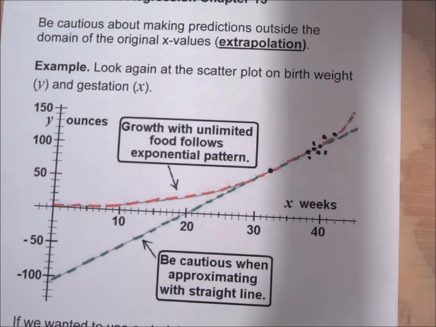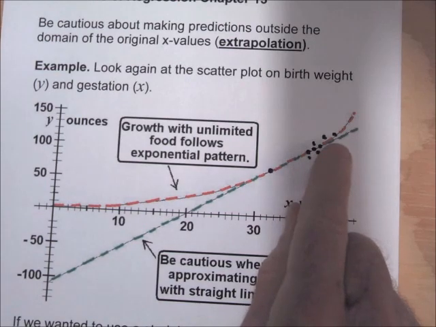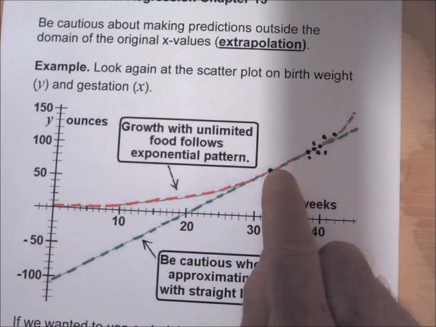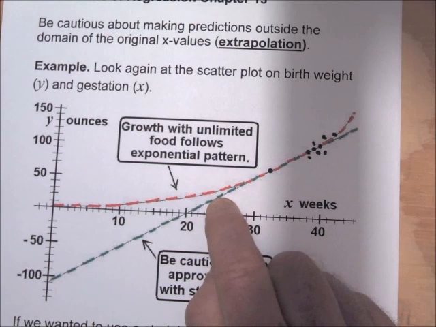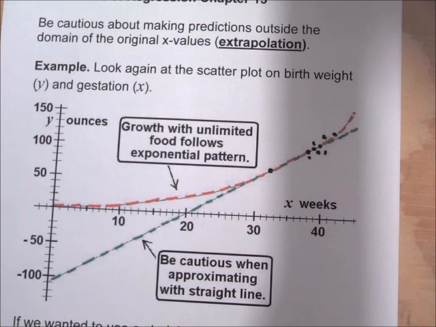So if you're using an equation to make predictions outside the range of the original x values, that's called extrapolation. And sometimes you can't avoid doing extrapolation. For example, if we wanted to predict the world population in the year 2100 or something like that, we don't have data from the year 2100, so we're going to have to extrapolate. There's no other way around it. So sometimes you can't avoid it.